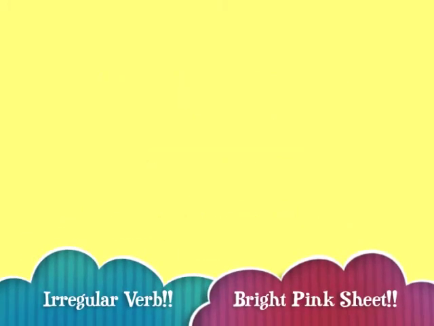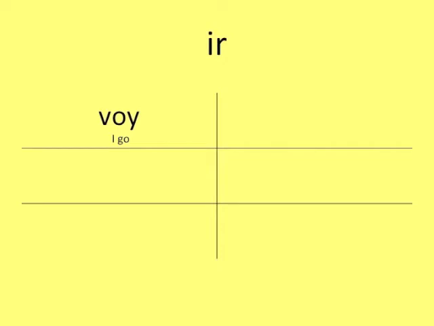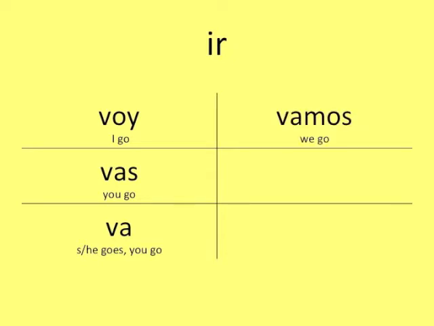The Spanish verb ir means to go. It's an irregular verb. The chart for it is as follows. Voy, I go. Vas, you go. Va, he goes, she goes, or you formal go. Vamos, we go. Vais, y'all go. And finally, van, they go or you all go.